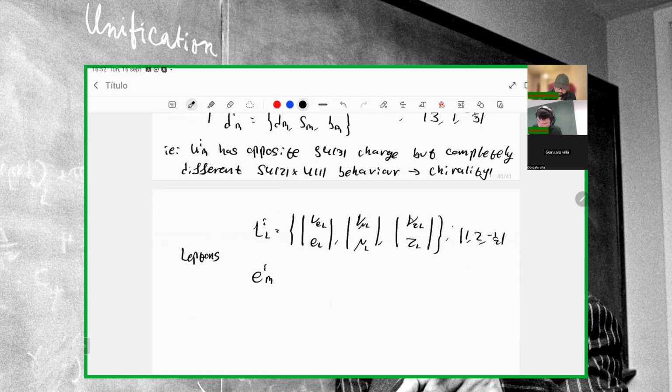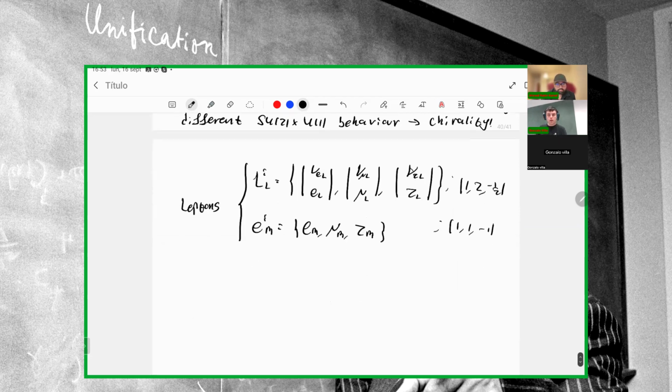And we have right-handed electrons, which have no QCD charge, no SU2 charge, and some hypercharge. That is the standard model. Well, I don't have much time, so I will not talk about the parameters in the standard model.